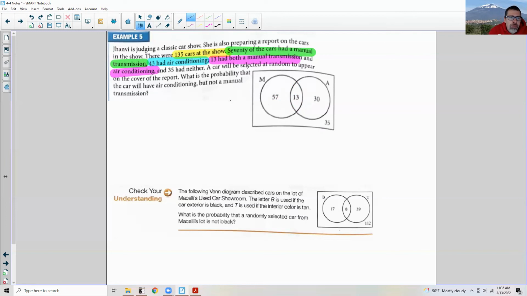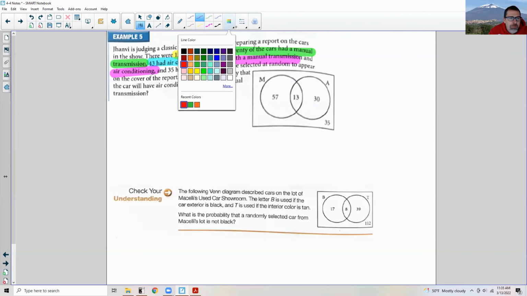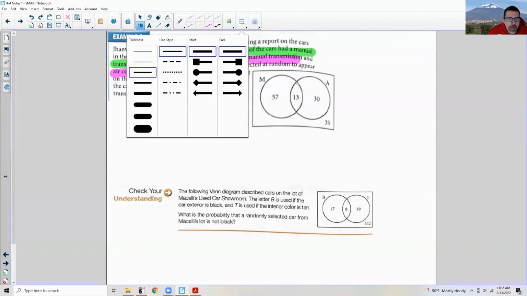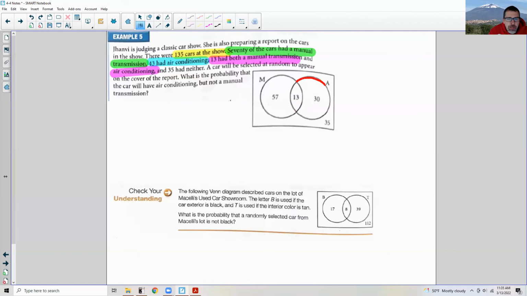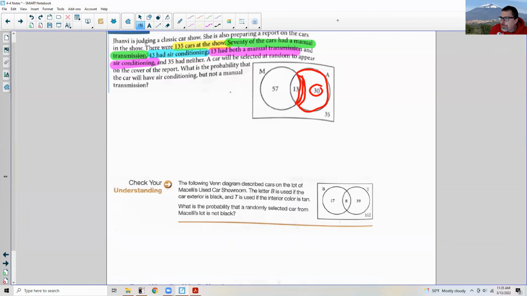So now a car will be selected at random to appear on the cover of the report. What is the probability that the car will have air conditioning, but not a manual transmission? Okay, so it has air conditioning. It's going to be in this circle A. Okay, but not manual transmission, meaning automatic. We're not going to count this 13. So the answer is 30.